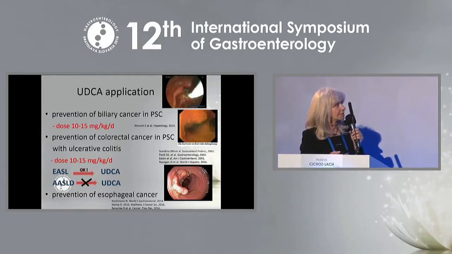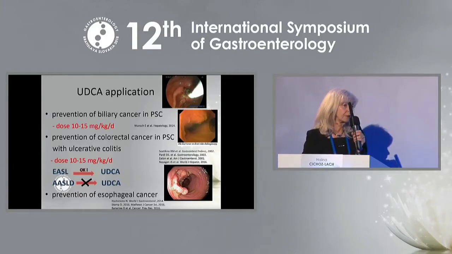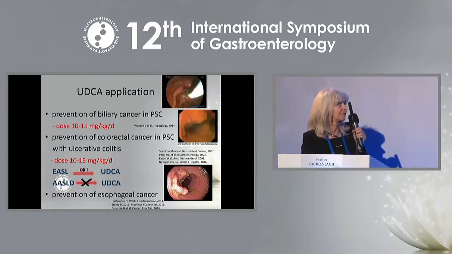So this topic is still questionable, is still discussed, but EASL, the European Association for the Study of the Liver, allows the use of UDCA in recommended doses as prevention of colorectal cancer in patients with PSC and IBD, but the American Association is negative in this matter. Literature data show that UDCA may be helpful in prevention of esophageal cancer, mainly in patients with Barrett esophagus.